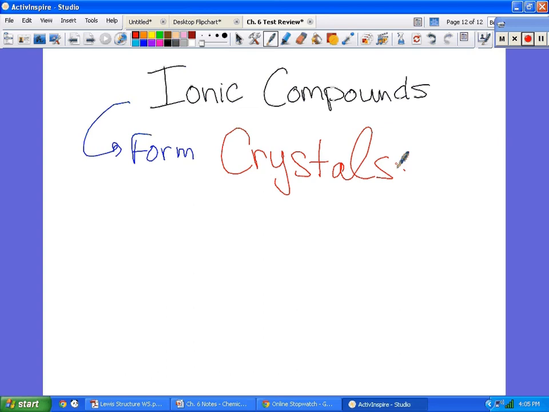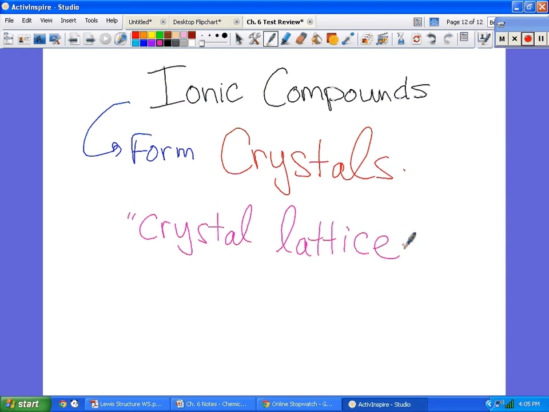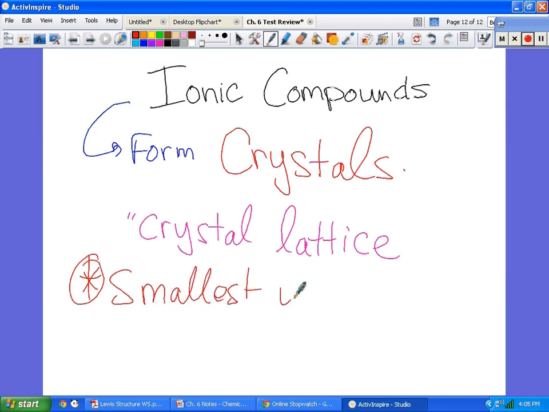It's just a crystal. It forms a solid crystal. It's a crystal network. Essentially, the terminology is a crystal lattice. And okay, this is what it is. That was it. Smallest whole number ratio. That's the key to that. It is represented by the smallest whole number ratio.